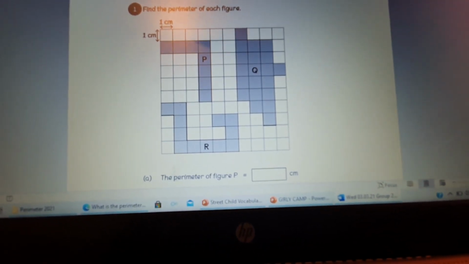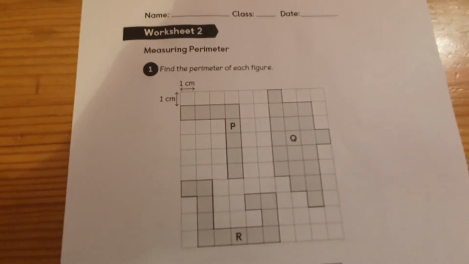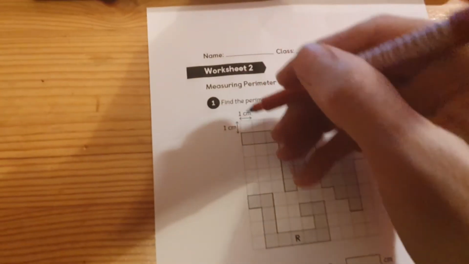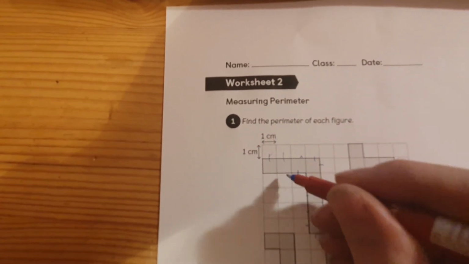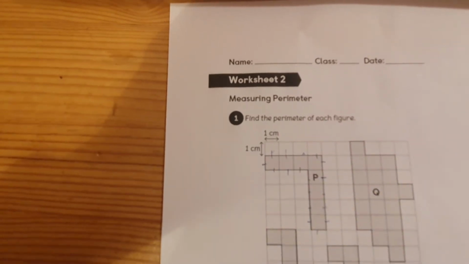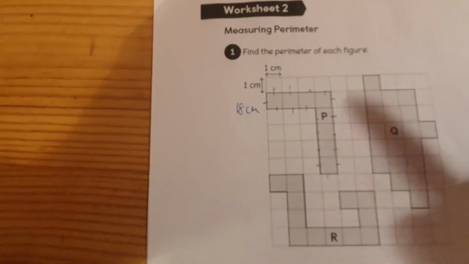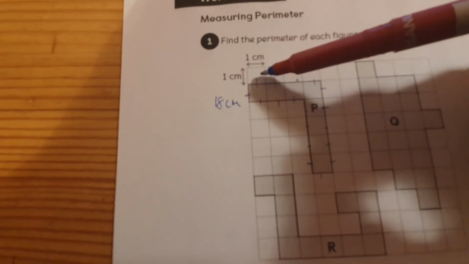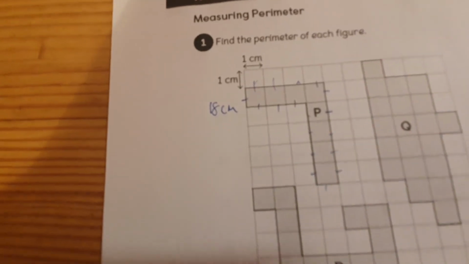So it's actually good to mark it on. In fact, what I'm going to do is print that sheet out and just demonstrate that. So if you want, you could do it like this. So 1, 2, 3, 4, 5, 6, 7, 8, 9, 10, 11, 12, 13, 14, 15, 16, 17, 18 centimetres. So the reason why I did that is because if you lose count, you could say, well, I'm just going to count these marks now, 1, 2, 3, 4, 5, and do it like that.